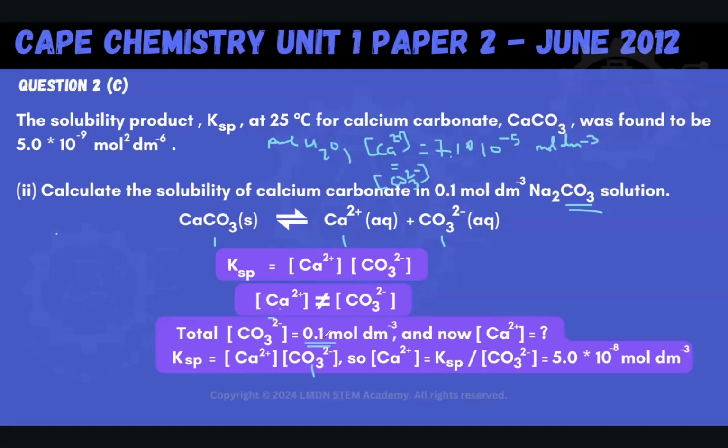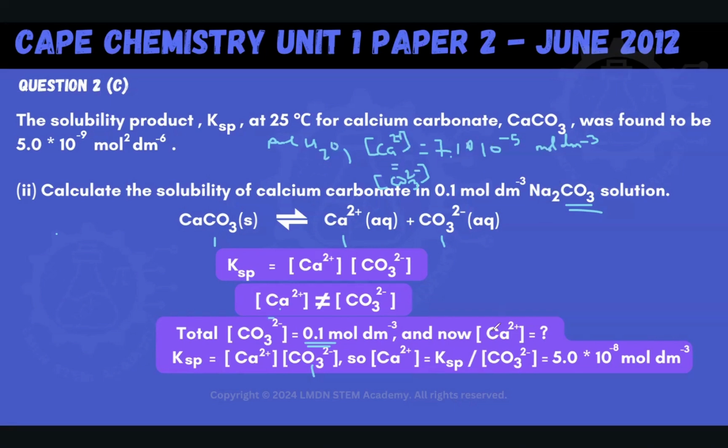Because when we compare this concentration to the concentration of carbonates that would have been present just from the water, we see that this number is far bigger, much bigger than that number. So this is now the concentration of carbonate ions that we use. And so now the calcium ion concentration is going to be our unknown. Because remember, as we said before, we can't equate them anymore. We have to use the carbonate concentration that's coming from this solution.